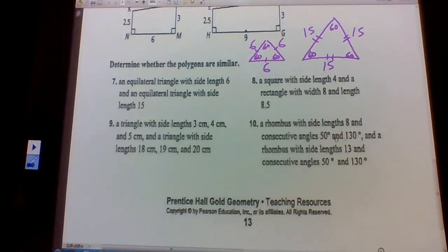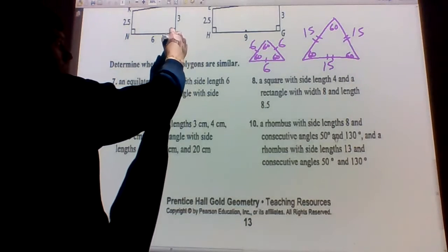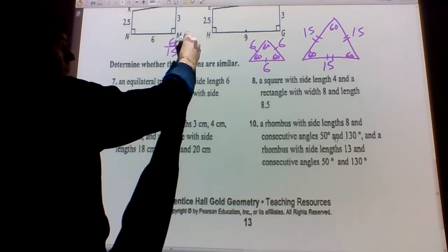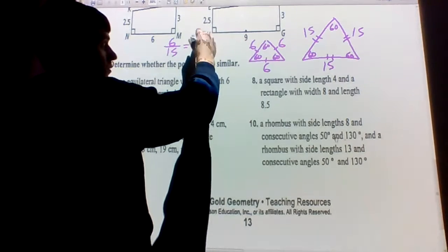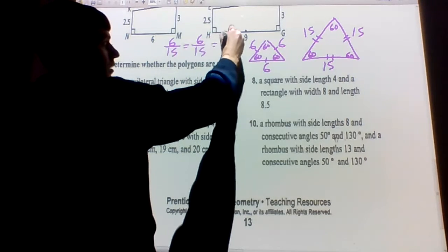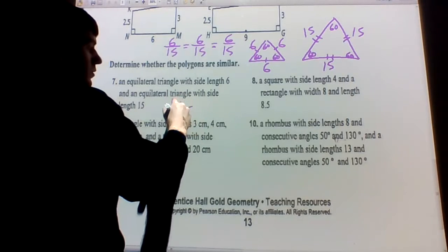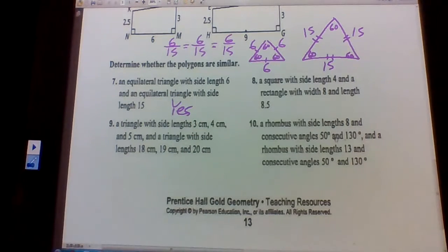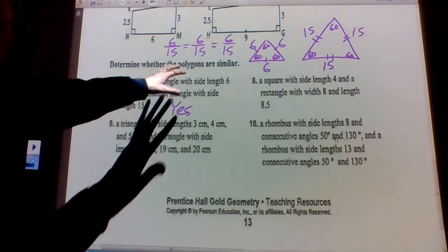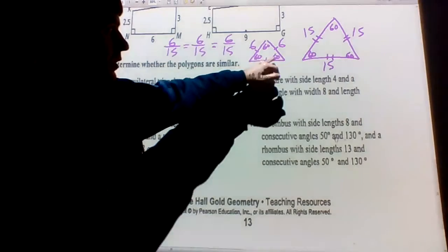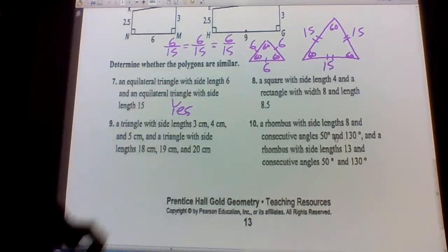Now we need to see if our sides are proportional. So our ratios would be 6 over 15, 6 over 15, and 6 over 15. So yeah, the ratios of the corresponding sides are all equal. They're all 2 over 5, right? 6 divided by 15 will be 2/5. So the sides are proportional because the ratios are equal and the angles are congruent. So yes, they are similar.